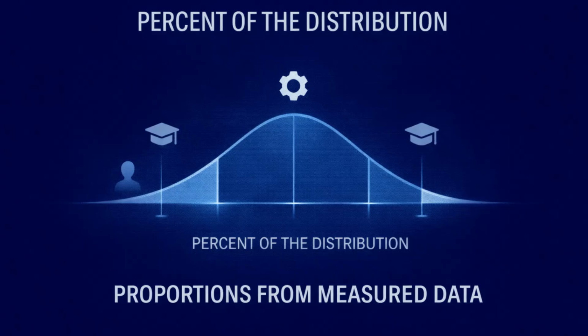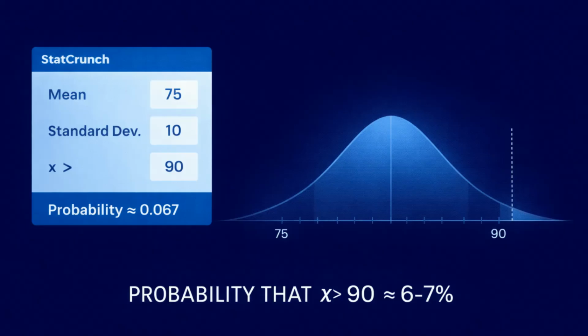Normal distributions help us answer questions about what percent of values fall above, below, or between certain cutoffs. Examples include questions like what percent of students scored above a certain score, what percent of products fall within a tolerance range, or what percent of people fall below a certain measurement. Suppose exam scores are normally distributed with an average of 75 and a standard deviation of 10. If we want to know the probability that a randomly selected student scores above 90, we can use the normal calculator in StatCrunch. We enter the mean as 75, the standard deviation as 10, choose greater than, and enter 90.